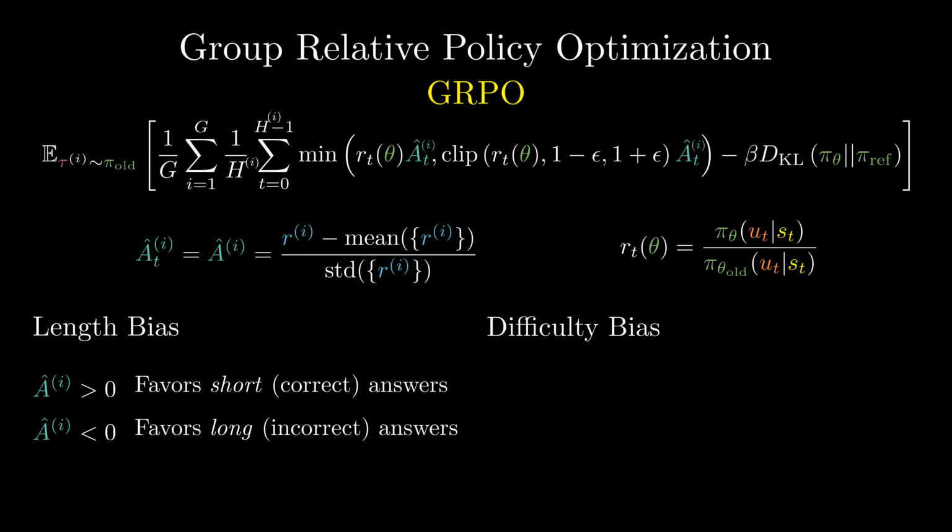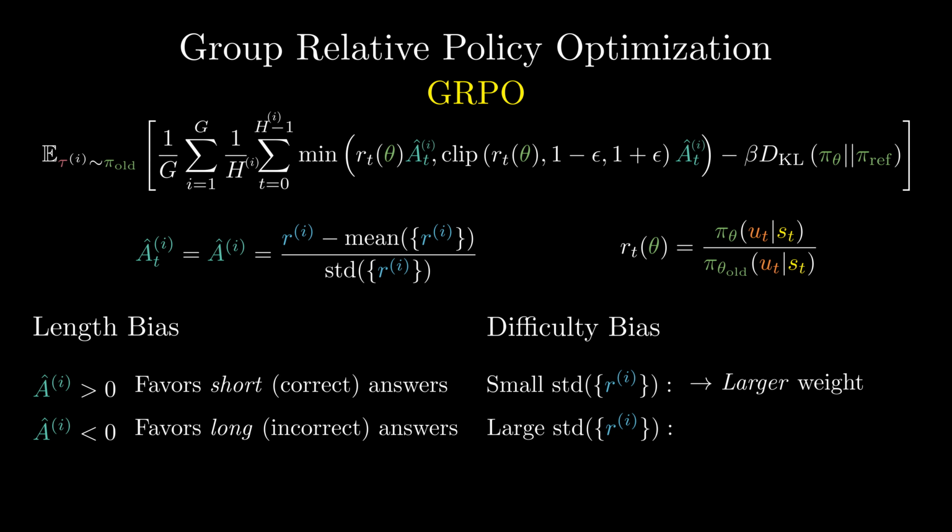Second, the difficulty bias. For questions that are very simple or very difficult, the variability of rewards tends to be small, leading to larger advantage values. On the other hand, questions of medium difficulty, where some outputs succeed and some fail, yield a larger standard deviation and therefore smaller advantage values. This imbalance can skew the learning process by overemphasizing extreme cases.